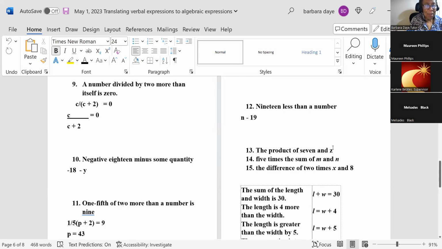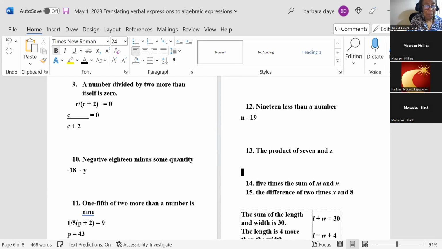Okay. I think we can go ahead and finish these up. Okay, Maureen, product of 7 and Z. What's the answer? Product means multiply. So what would it be? 7 and Z, side by side. That's it. That's your answer.